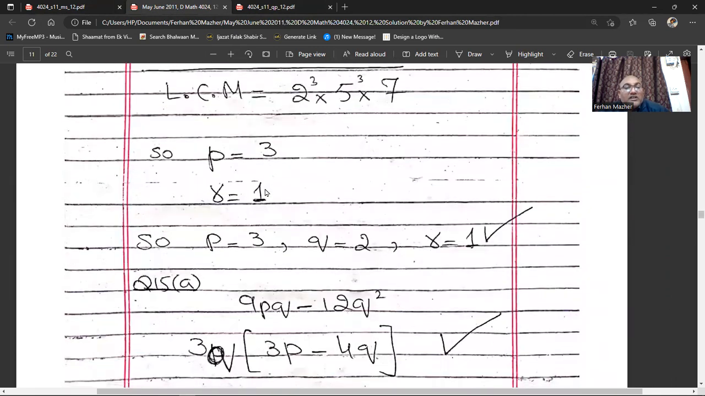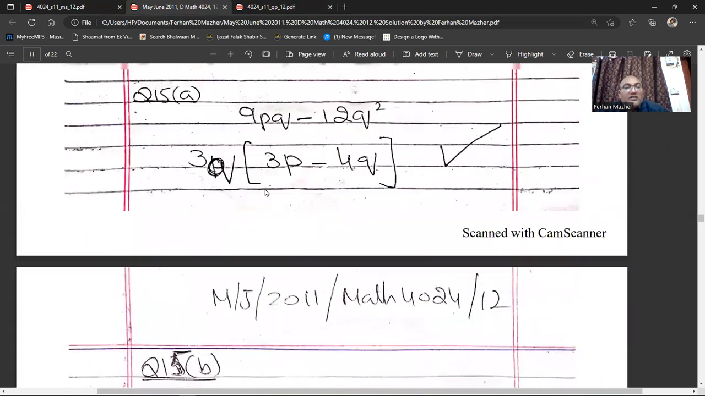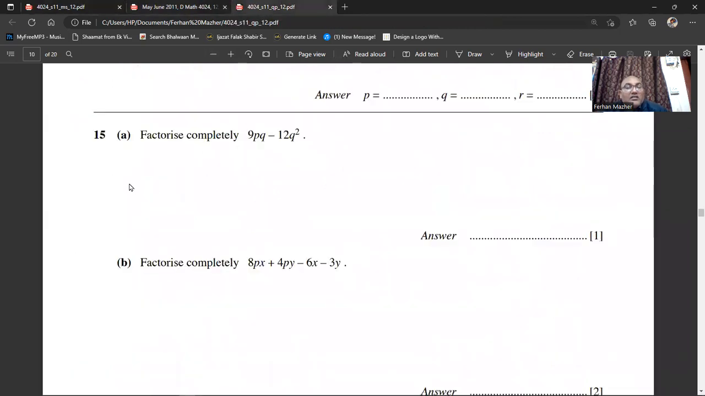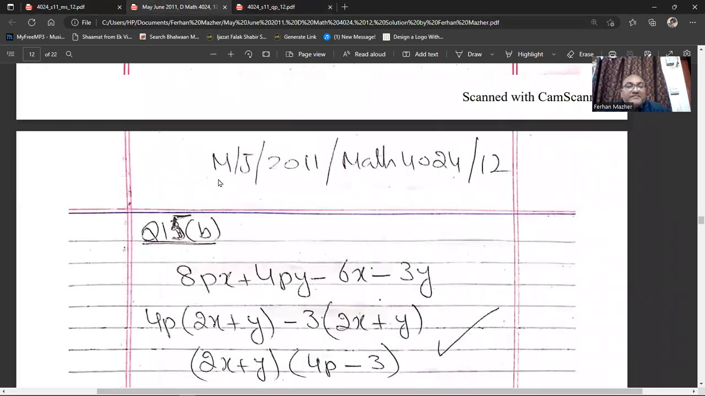So question number 15, A part is done. Question number 15 is B part, 2 marks. He says factorize completely. Here 4 terms are given. From the first 2 terms, I can take 4p common, and from the last 2 terms, I can take 3 common. Simple.